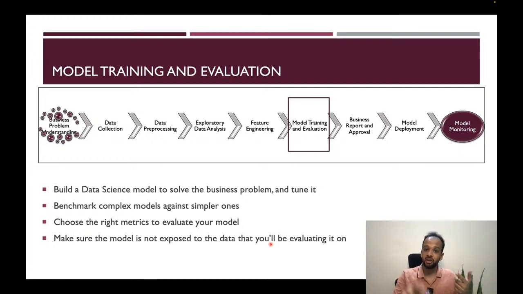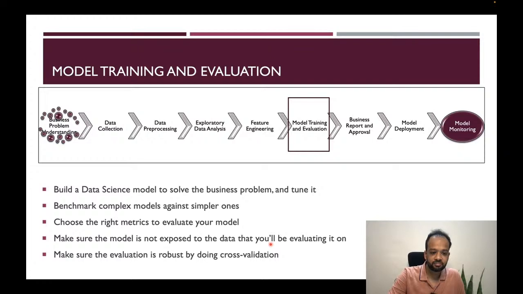No normalization, no outlier analysis, right? Nothing was done. It was completely treated as unseen, like future data. You don't know what's going to happen. Only then, if you test it, that's true model evaluation. And make sure the evaluation is robust by different methods, like one of them is cross-validation. We'll again cover this in a lot of detail later on.